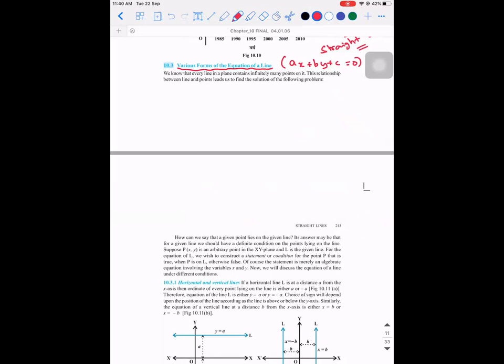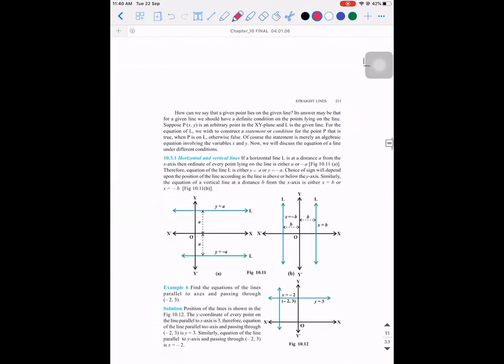Yes, sir. So the first equation that we are going to see is horizontal and vertical lines. So when we say horizontal lines, the lines might be either x-axis or lines parallel to x-axis. Okay. So you're able to see this, right? The left-hand side is the set of horizontal lines. The right side is set of vertical lines. Okay. So let's see what is the equation of horizontal lines. Before we see equation of horizontal lines, can you tell me what will be the equation of x-axis?